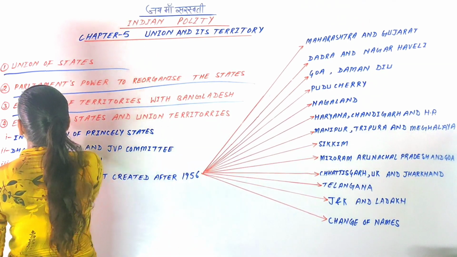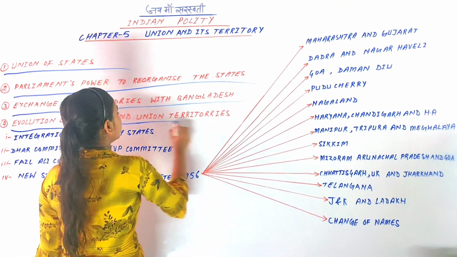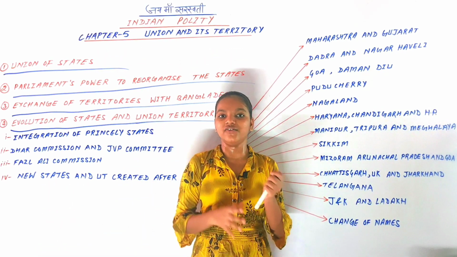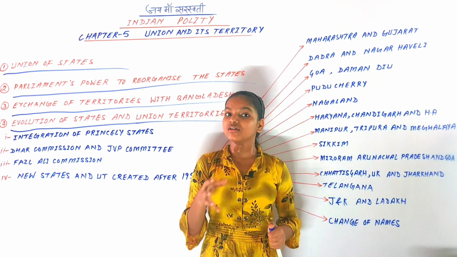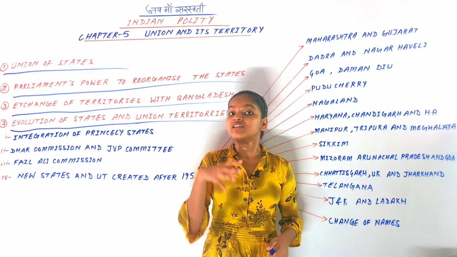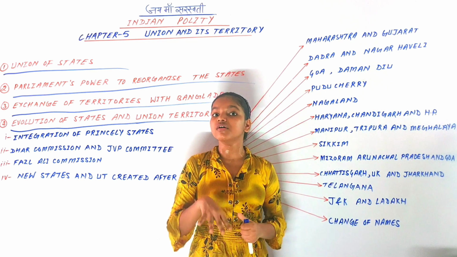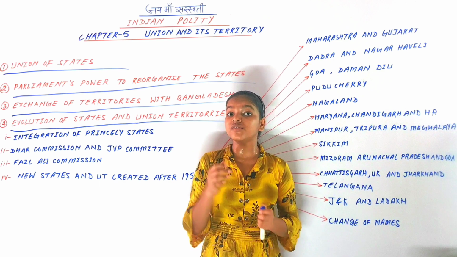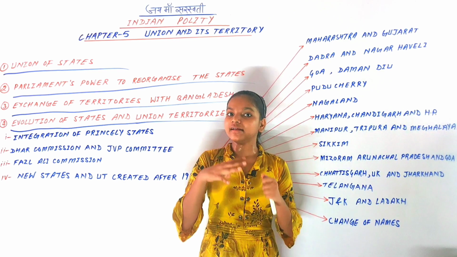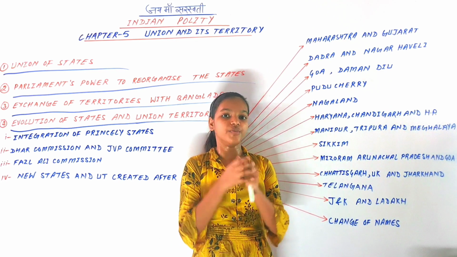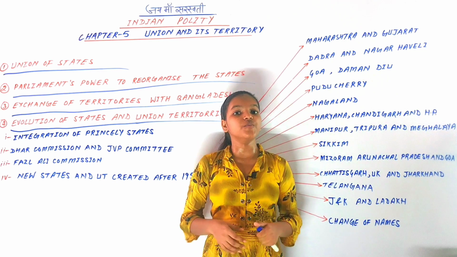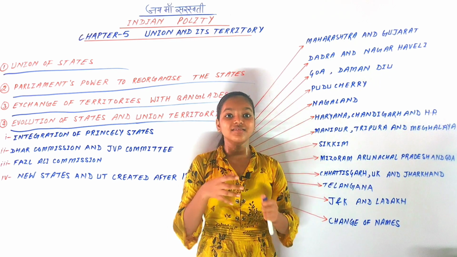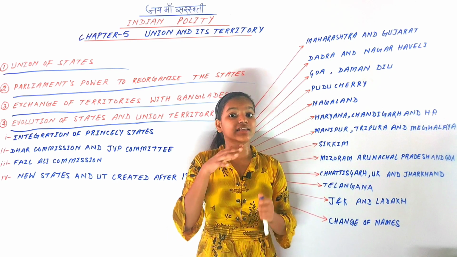So the next topic is evolution of states and union territories. You know that during the colonial period there were two types of territories in India. Those were provinces and princely states. Provinces were under the direct control of governors of the British, and princely states were under the control of native princes, but had lent paramountcy to the British.